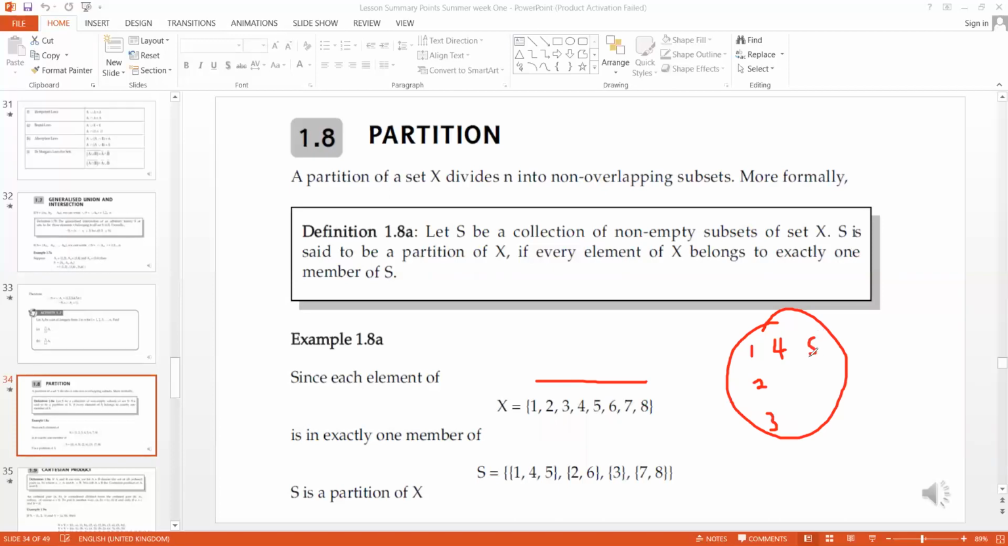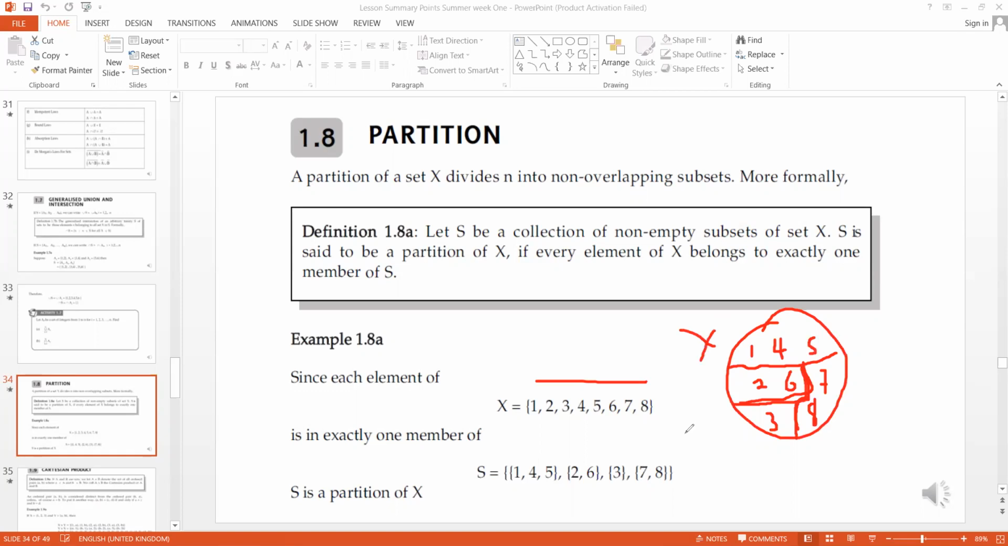We have 5, we have 6 here, we have 7, and then we have 8. So if we can break this into subsets looking like this, that's 4 subsets. Okay, 4 mutually exclusive or non-overlapping subsets. Then we are talking about partitioning of the set X.